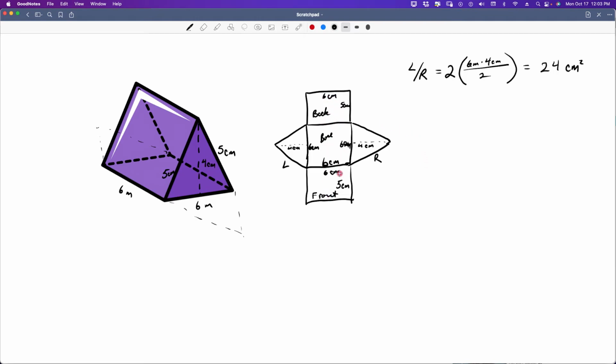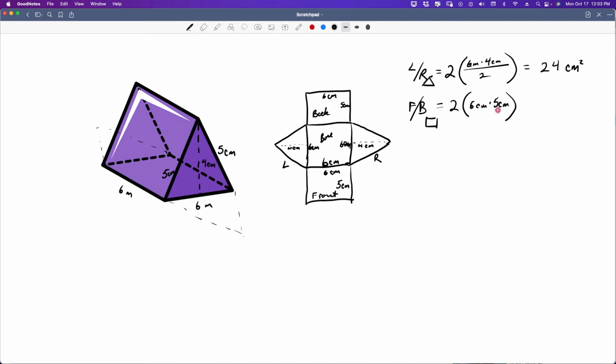All right, so now my front and my back are identical. They're 6 by 5, 6 by 5. So my front and my back on this triangular prism are going to be 2 of the same shape, and they are 6 centimeters by 5. Actually, they're rectangles, so there is no division. So it's 6 centimeters times 5 centimeters because they are rectangles. This was a triangle, and these are rectangles. So that's my clue as to what my formula is.